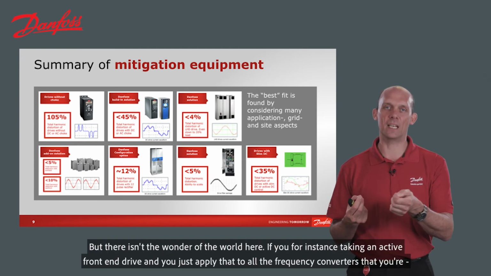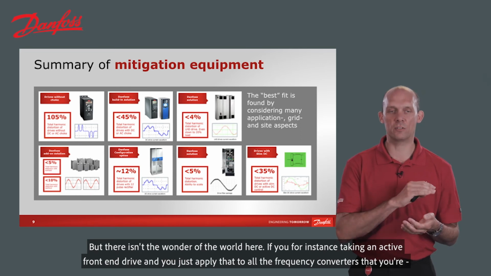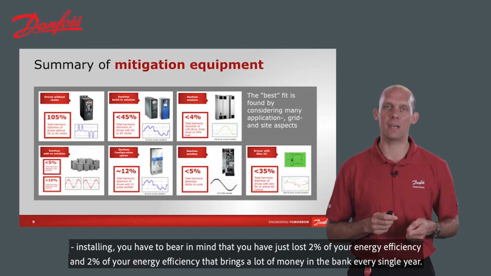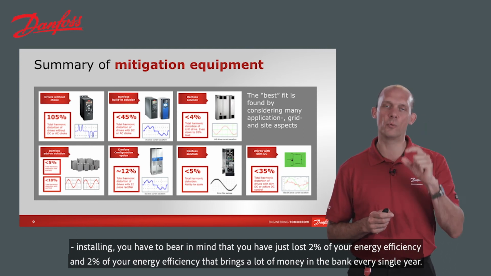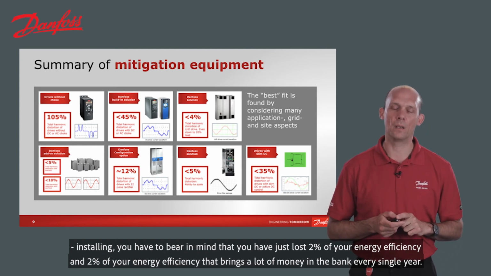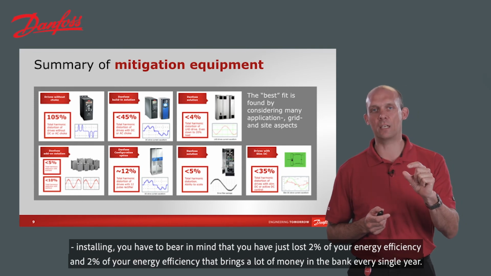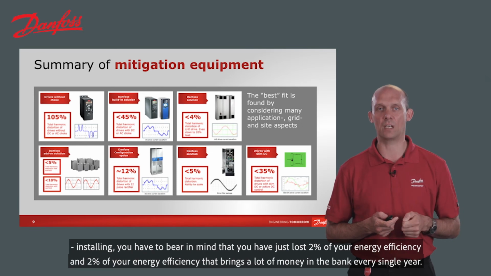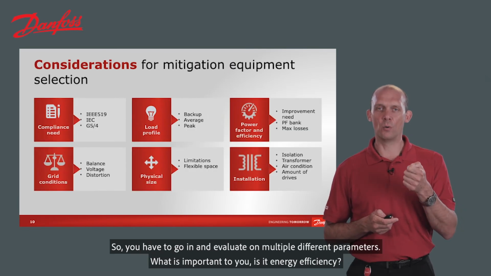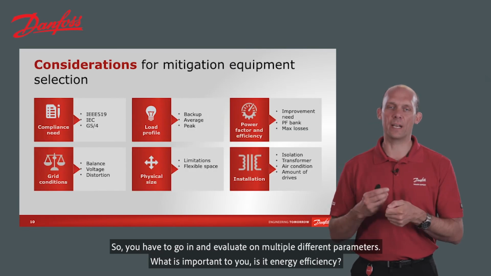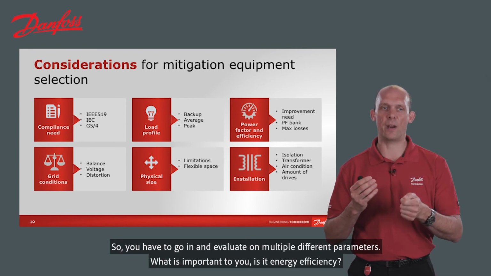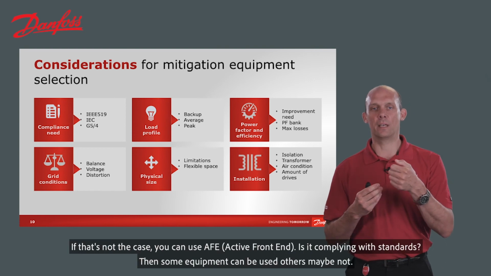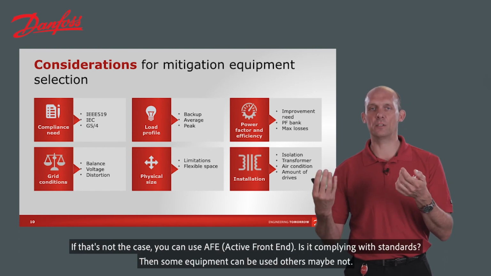If you, for instance, take an active front-end drive and you just apply that to all the frequency converters that you're installing, you have to bear in mind that you have just lost 2% of your energy efficiency. And 2% of your energy efficiency, that brings a lot of money in the bank every single year. So you have to go in and evaluate on multiple different parameters. What is important to you? Is it energy efficiency? If that's not the case, you can use AFE.